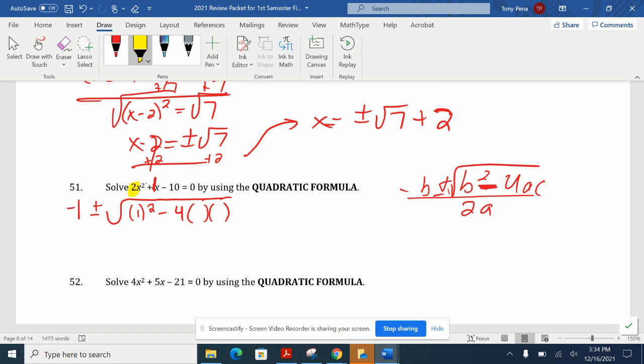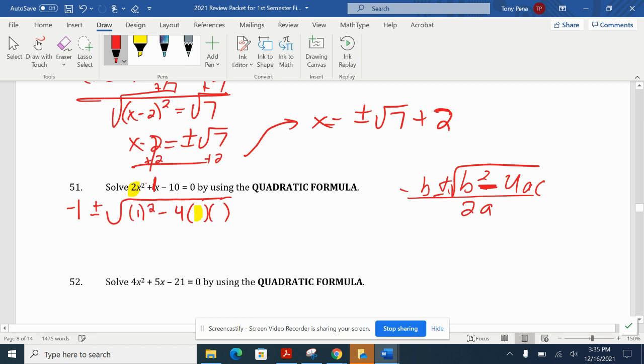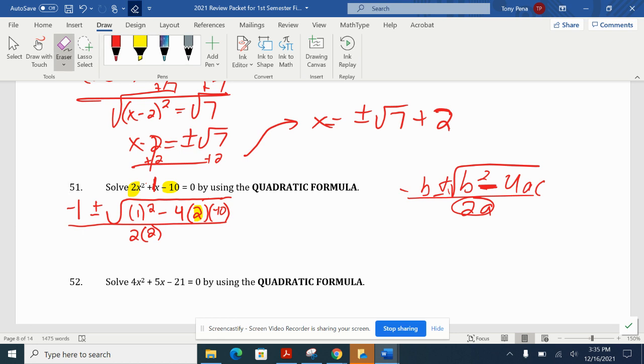This is your a, the number in front of the squared term. So that's going to be 2. This is your c, the constant hanging out at the end. That is a negative 10. And then all of that is divided by twice a. A is that 2. All right. From there, I'm going to clean it up.